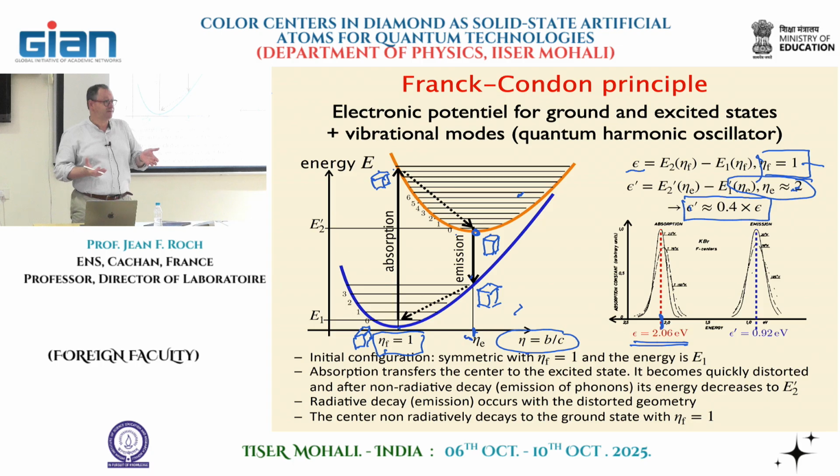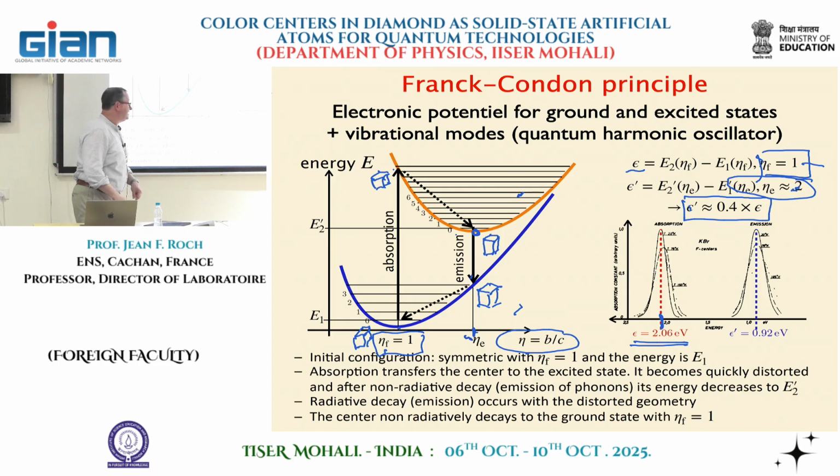And that's general. So in all our systems, basically, we will have an initial configuration which has a high symmetry of the system. Then when we go through absorption, which transfers the system to the excited state, it then gets quickly distorted.